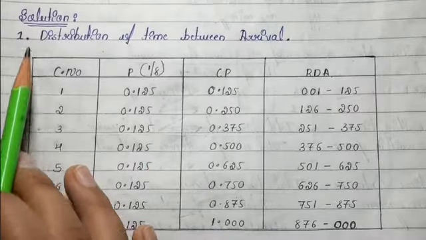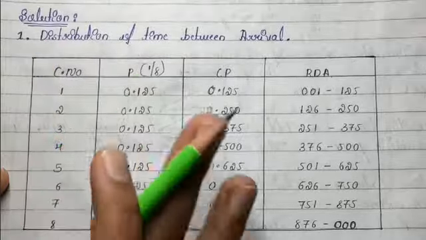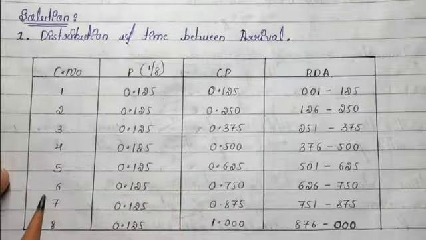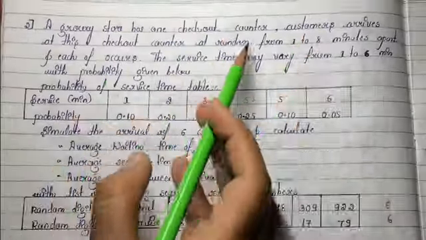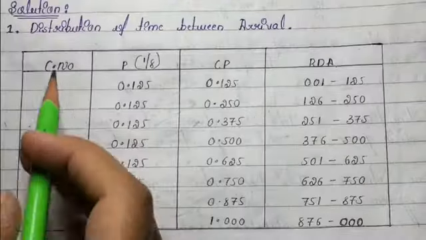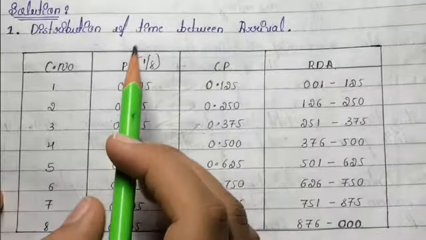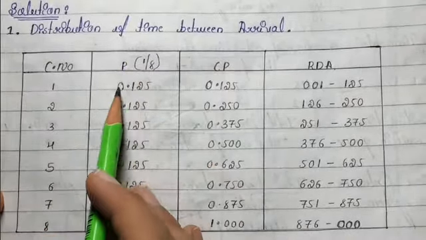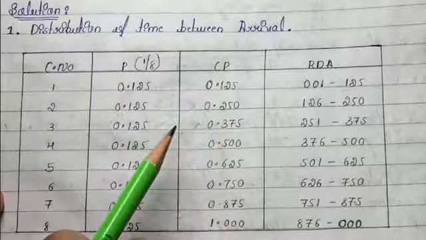Now the first step is the distribution of time between arrival. Here we need 4 columns, and the customer numbers can be known from the question, that is, customers arrive at this checkout counter at random from 1 to 8. So we are writing 1 to 8 here for the arrival, and the probability for each is 1 by 8, and the decimal value of 1 by 8 is 0.125. So we are writing 0.125 for all the 8 values.